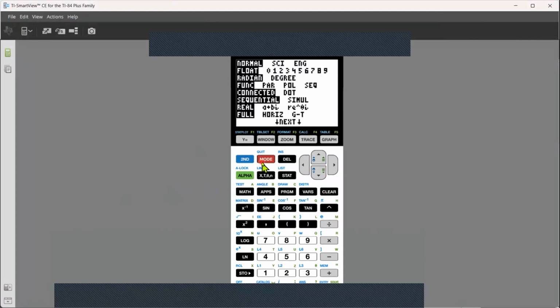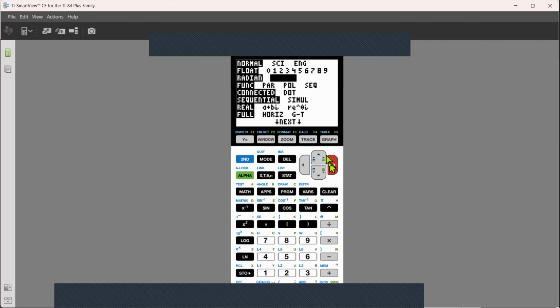All right, so here, find the mode key. Click the mode key, and you should see a screen that's similar to this. If you want to change from radian to degree mode, you go down to whatever line that's on. For me, it's the third line.